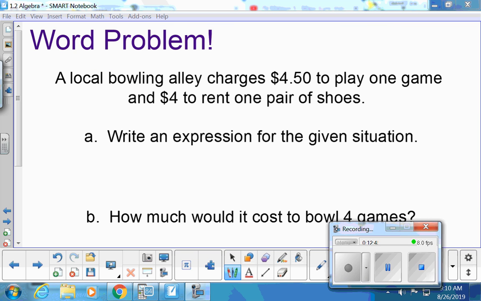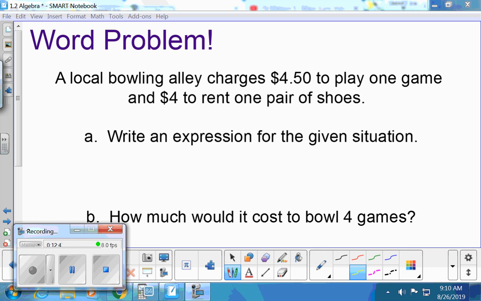All right, let's read this word problem together. A local bowling alley charges $4.50 to play 1 game and $4 to rent 1 pair of shoes. Write an expression for the given situation. Maybe we'll use like game for our unknown because we don't know how many games we're going to play. Kenneth, what do you think it would look like?